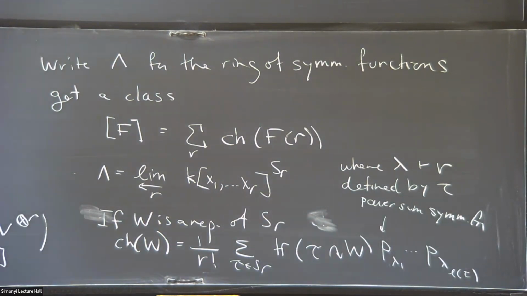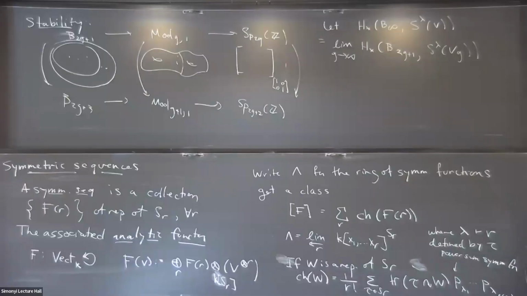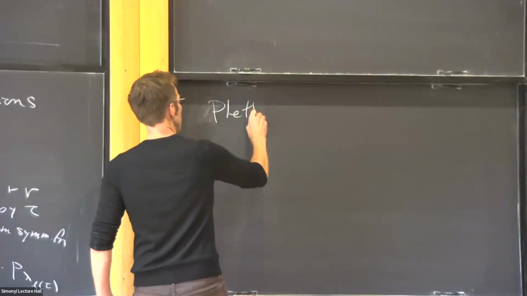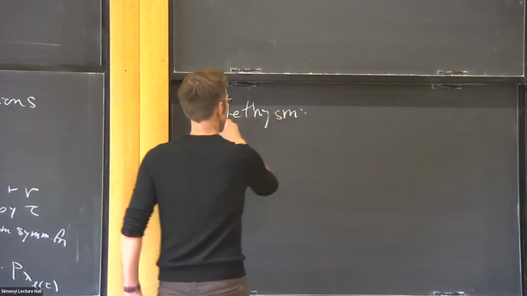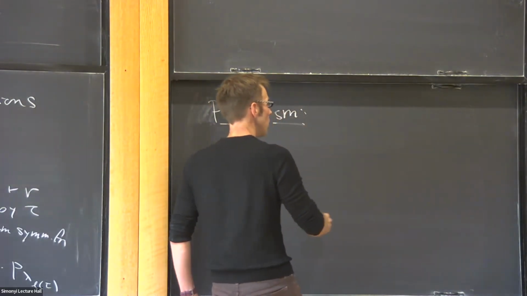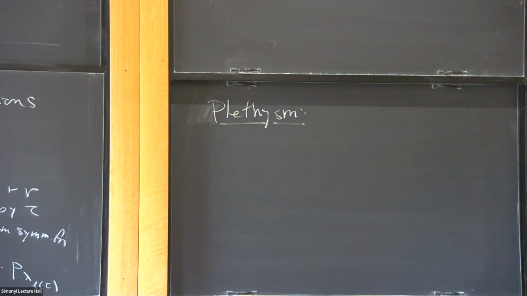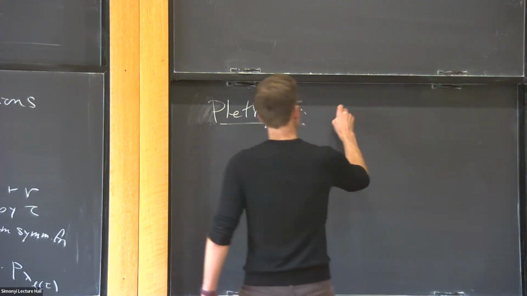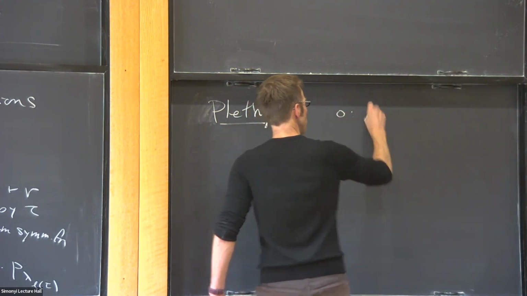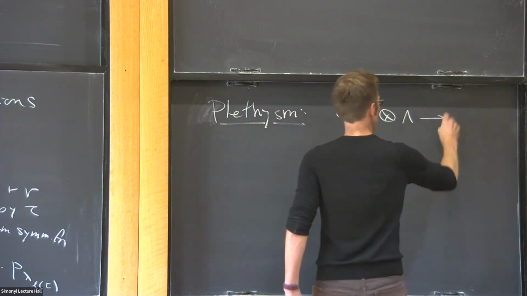Cool. So there's an operation on lambda called plethysm. You can't see it right over here. Let's get a little more plethysm. You might talk a bit louder, that would be helpful. Sure. Yep.